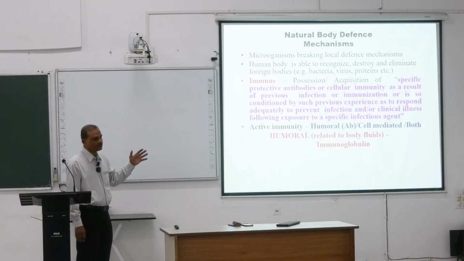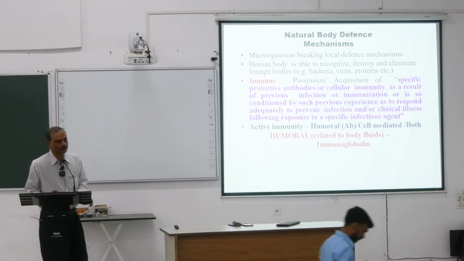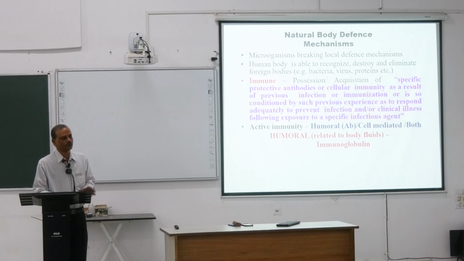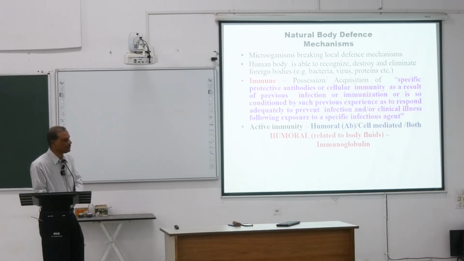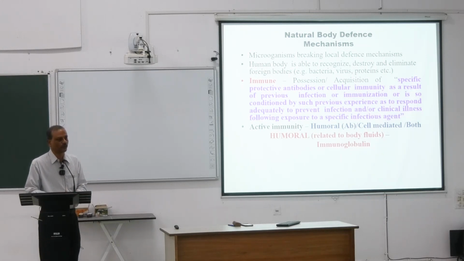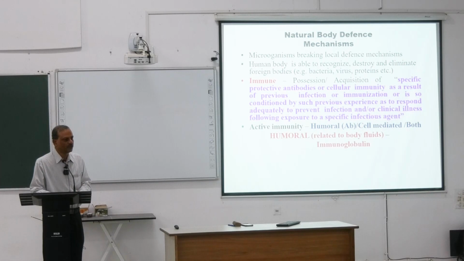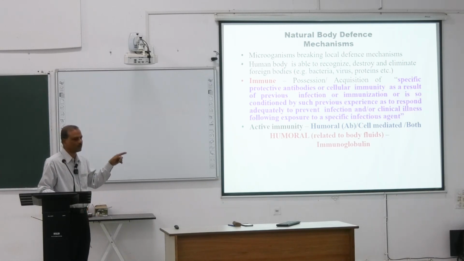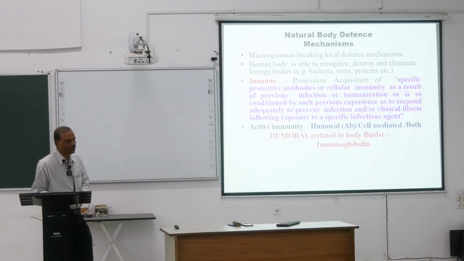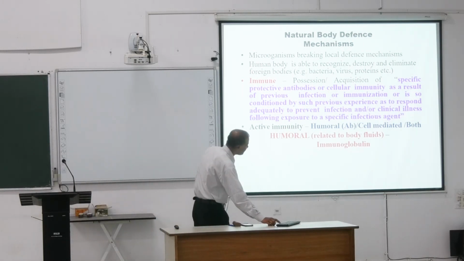So a person is said to be immune when he can mount an immune response sufficient not to suffer from that particular disease or particular infection. So active immunity will have two types. One is humoral. Humoral means related to body fluids, and one is cell mediated, that is mediated by the T cells. Most of the humoral immunity is conferred by immunoglobulin, and another part is the complement system, but most important is immunoglobulin.